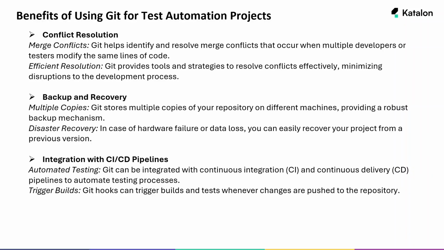Integration with CI/CD pipelines. Git can be integrated with continuous integration and continuous delivery pipelines to automate testing processes. Trigger builds. Git hooks can trigger builds and tests whenever changes are pushed to the repository. That means if you are using your Azure pipelines or Jenkins, whenever there is a code change in your local machine, and you push those code changes to your Git repository, then Git can immediately trigger builds by using CI/CD pipelines.